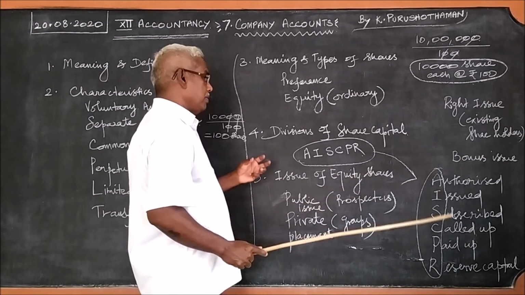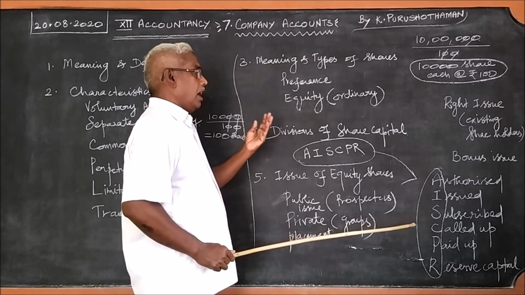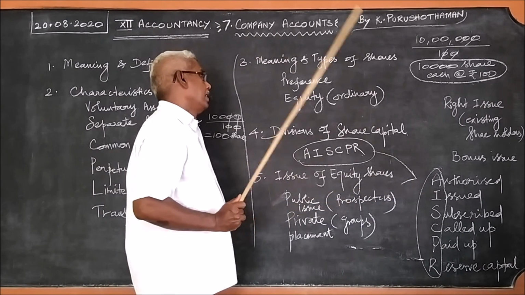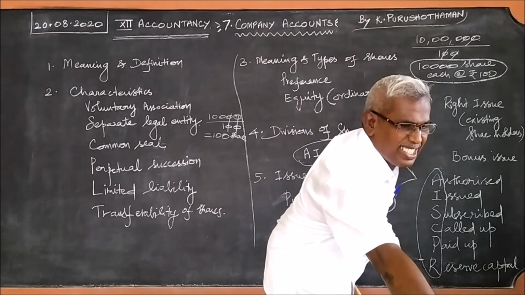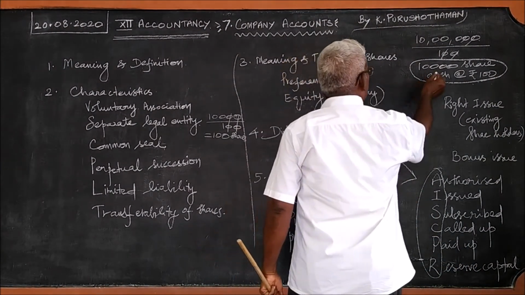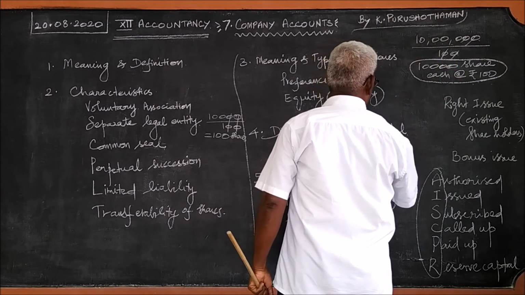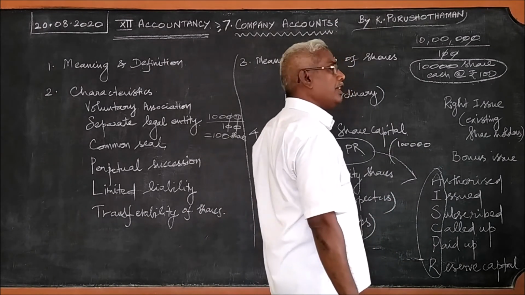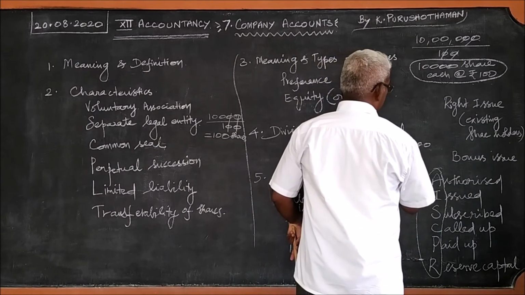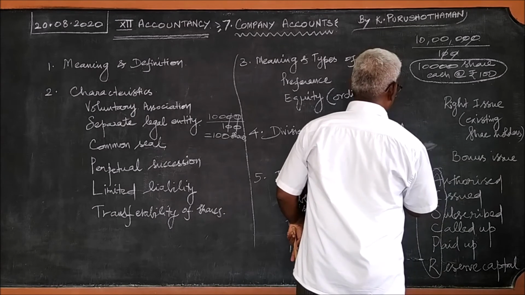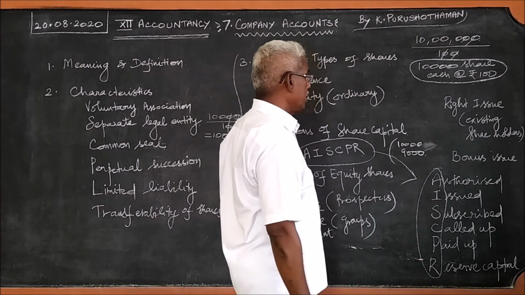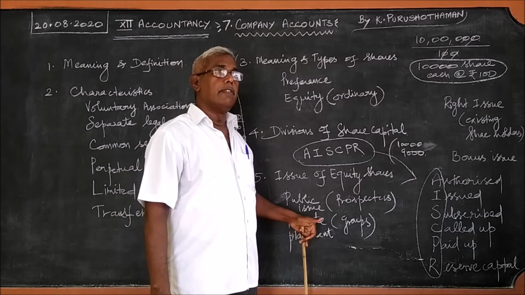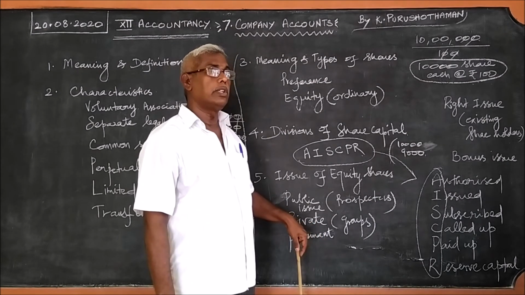The authorized capital, with which we are going to do business, should be mentioned in the memorandum of association, after getting permission from the register of companies. That is called authorized capital. Say for example, if 10,000 shares are authorized, they need not issue all the 10,000 shares. They may issue some 9,000 shares. The rest of the 1,000 shares may be retained by the incorporators, the persons who started the company with very much interest to run a business.